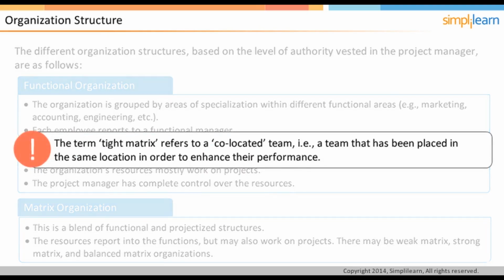There is another term that you might find in the exam called tight matrix. This generally refers to a co-located team, that is, a team that has been placed in the same location to enhance their performance. In the CAPM exam, if there is no mention of the organization type, you can assume it to be a matrix organization. Let us look at each of these organization structures in detail. In the next screen, let us look at functional organization.